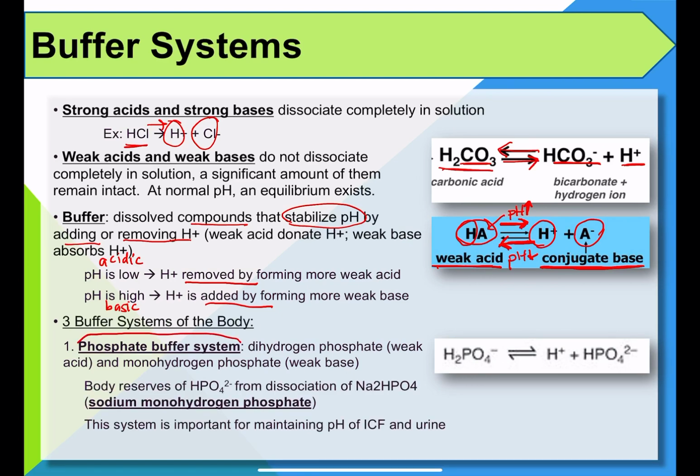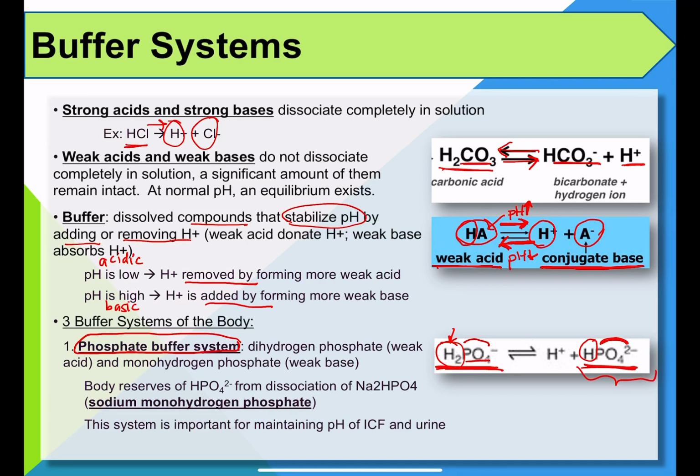Phosphate buffer system we haven't talked about yet, but the weak acid is this right here, which is called dihydrogen phosphate, okay? 2 hydrogen phosphate ions. So that's why it's called dihydrogen phosphate. And then, of course, you will have your conjugate base here, which is monohydrogen phosphate, okay, with just 1 hydrogen and the phosphate ion. So this is what's serving as our weak acid and conjugate base to act as a buffer for the ICF.